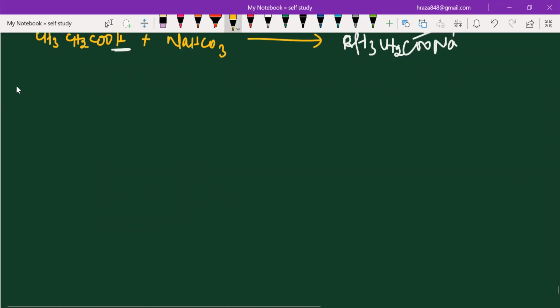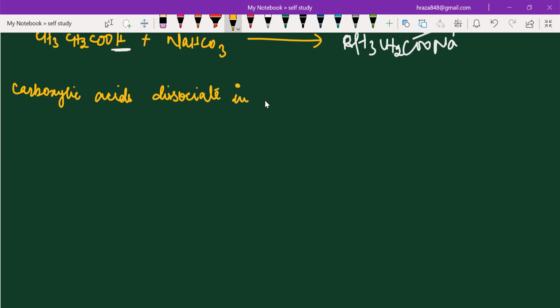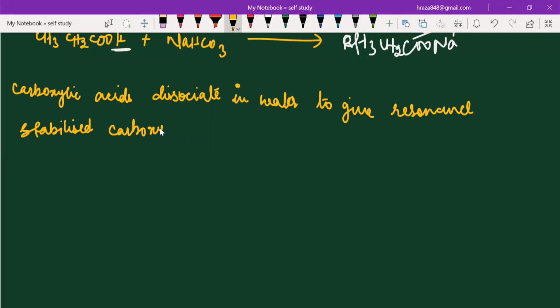this carboxylic acid, whenever it goes in water, carboxylic acids dissociate in water to give resonance stabilized carboxylate anions and hydronium ion, that means H3O positive, hydronium ion.